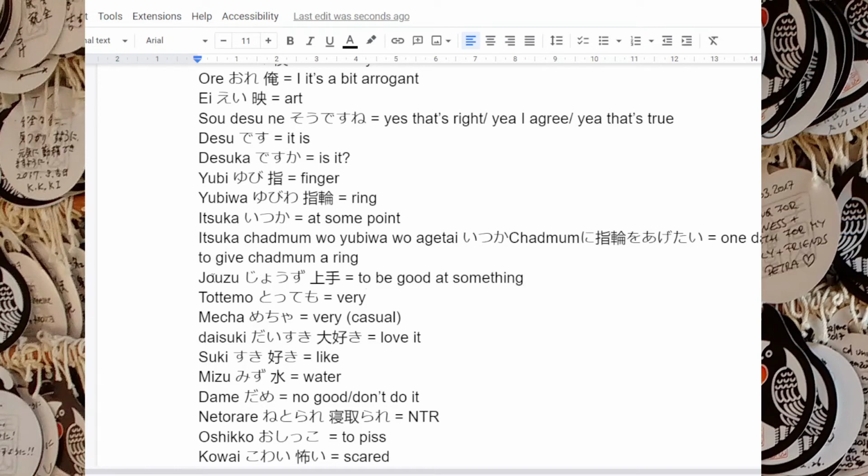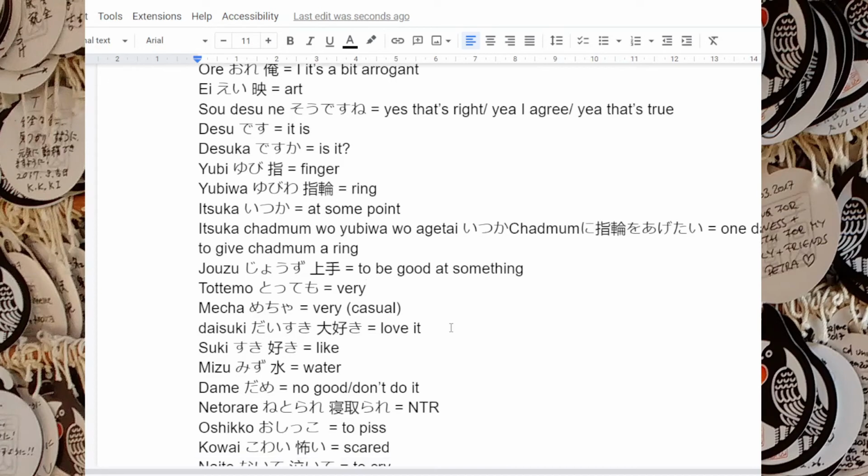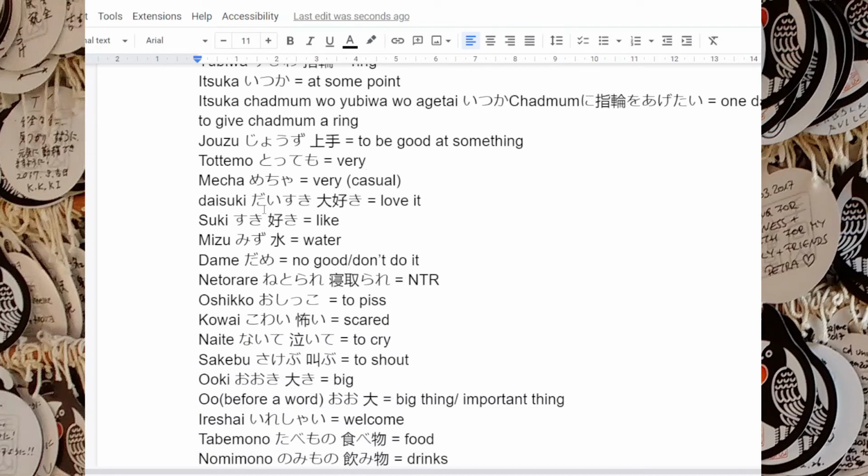Right. Moving on. So, jozu is to be good at something. Totemo is very. Mecha is also very, but it's very casual. You'll hear a lot of the gals say that, the gal girls. Very, very casual. Daisuki, love it. Suki, like. Mizu, water. So that's again another important one if you're traveling here. Again, remember to lengthen out vowels at the end of those words. Dame, it's no good. Don't do it. Don't stop. Negative sort of thing. Dame.